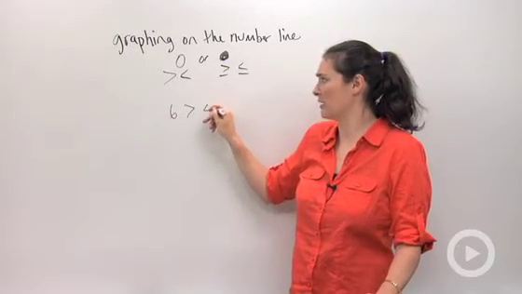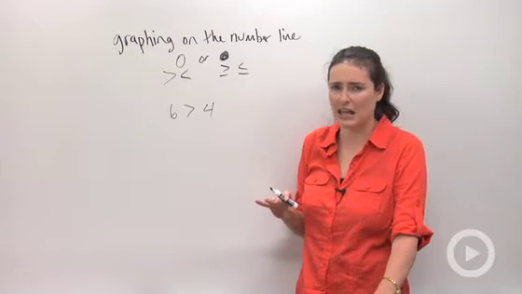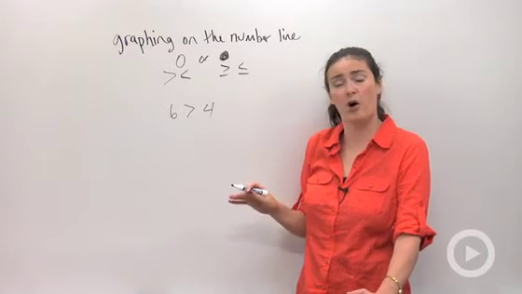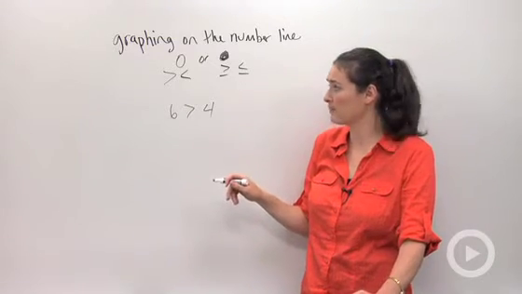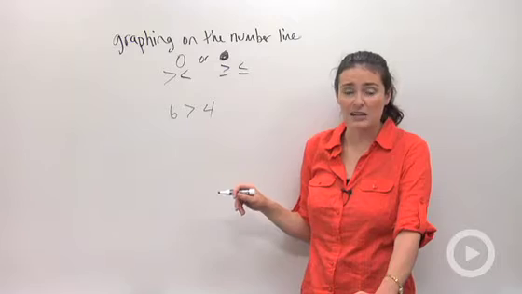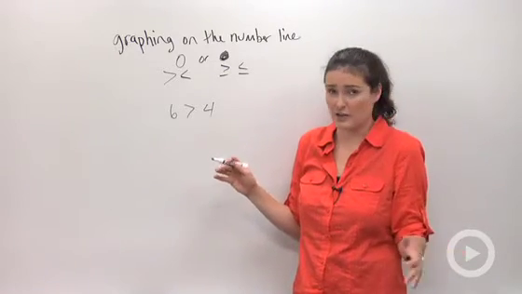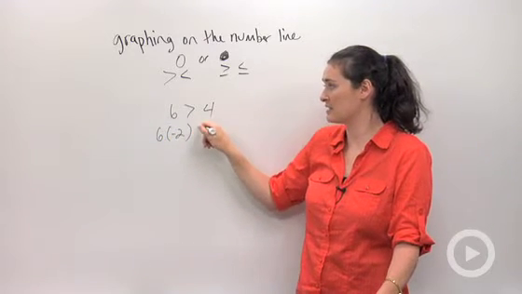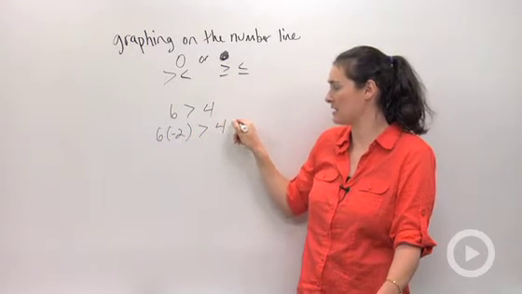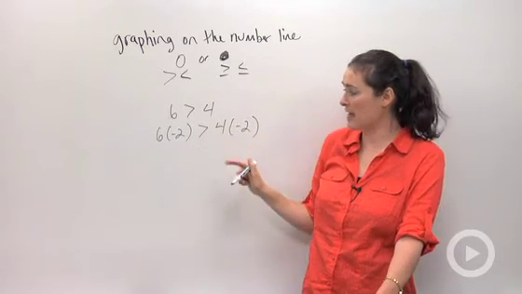6 is greater than 4. That's a true inequality statement. That's always the case. This is going to be an example that only uses numbers and no letters, so you guys can kind of see what I'm talking about. Let's just say I wanted to multiply both sides by -2. And I'm allowed to do that. I'm allowed to multiply something by a value as long as I do the exact same process on both sides of the inequality symbol. So I'm multiplying by -2.